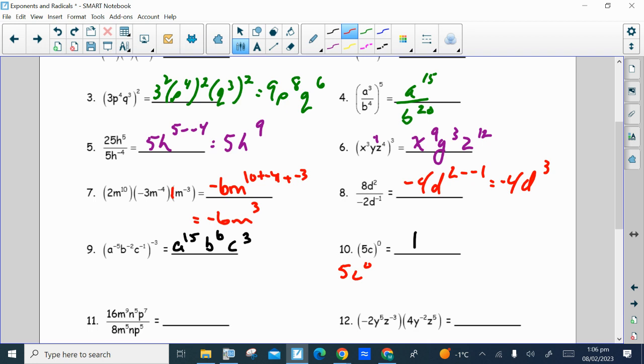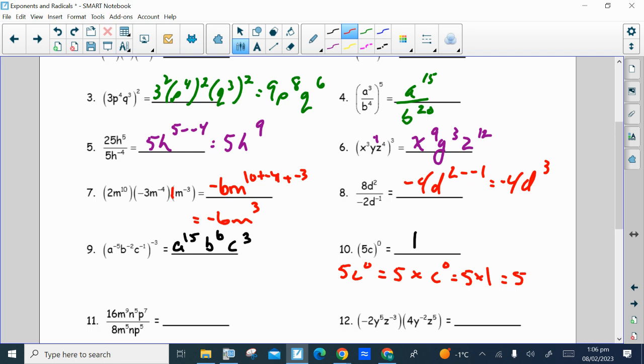What does the power 0 apply to here, the way I just wrote it? It applies only to the c, not the 5. This is the same thing as 5 times c to the 0. That's what that means. So without the brackets, the exponent 0 only applies to the c, not the 5. C to the power 0 is 1. So the answer actually to this one is 5 without the brackets.